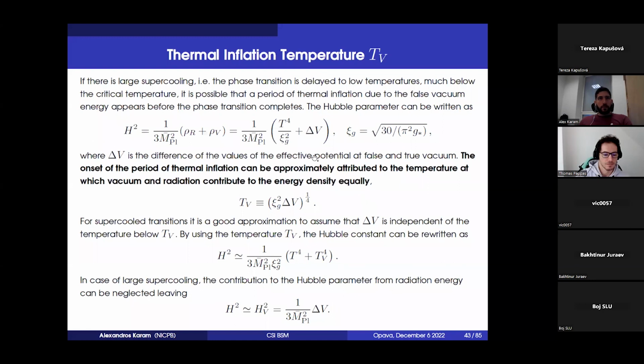And this causes what is called supercooling, i.e., if the phase transition is delayed to low temperature, much below the critical temperature, it is possible that the period of thermal inflation due to the false vacuum energy appears before the phase transition completes. So because there is latent heat in the system, we can have a period of thermal inflation. Now, the onset of the period of thermal inflation can be approximately attributed to the temperature at which vacuum and radiation contribute to the energy density equally. So we can obtain a value for the thermal inflation temperature.